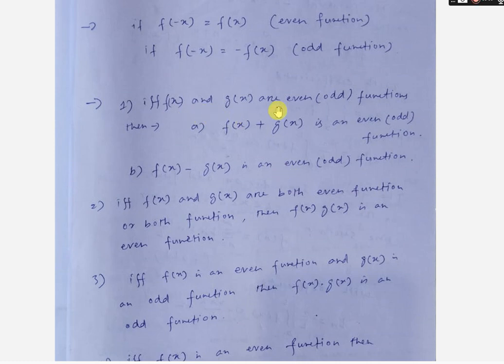If f of x and g of x are even or odd functions, then f of x plus g of x is an even or odd function. Like if we add these, then we will get only the even function. If we take the difference, then we will get an even or odd function.